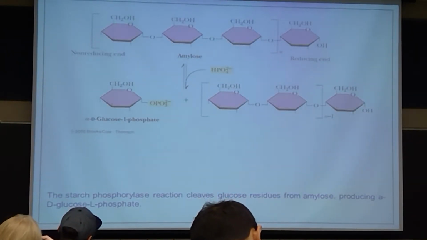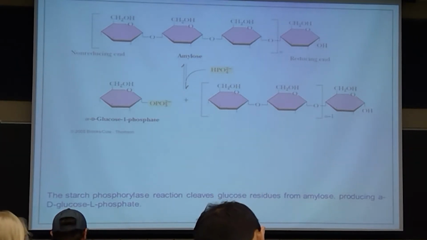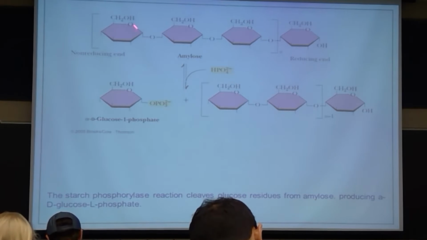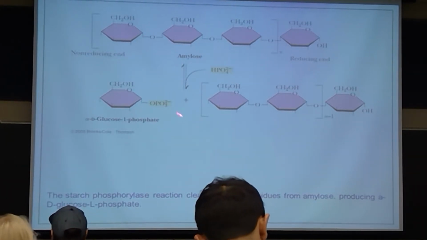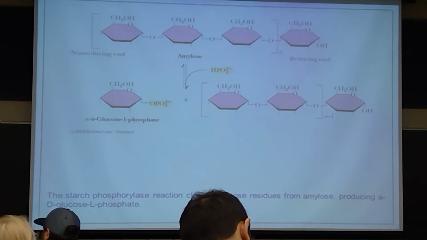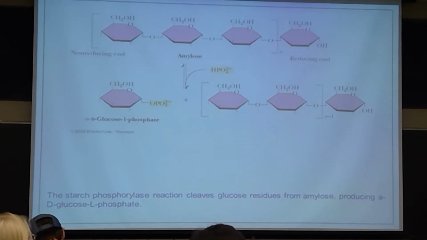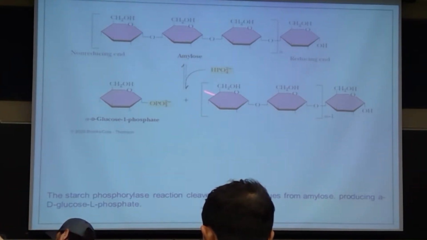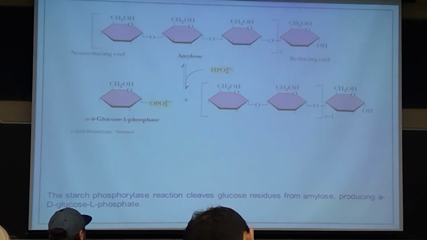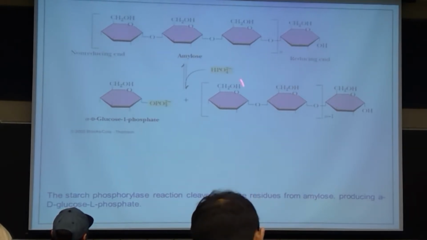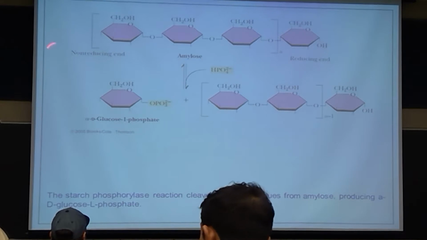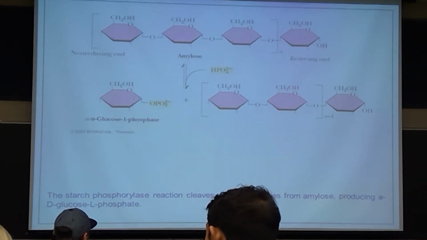Here is the phosphorolysis reaction. Phosphate attacks this one, cleaving off this glucose 1-phosphate, which enters into glycolysis. So starch phosphorylase cleaves glucose residues from amylose. The enzyme is also called amylase because it acts on the amylose. Does it make sense? So phosphorylase releases glucose 1-phosphate, which gets into the glycolysis.